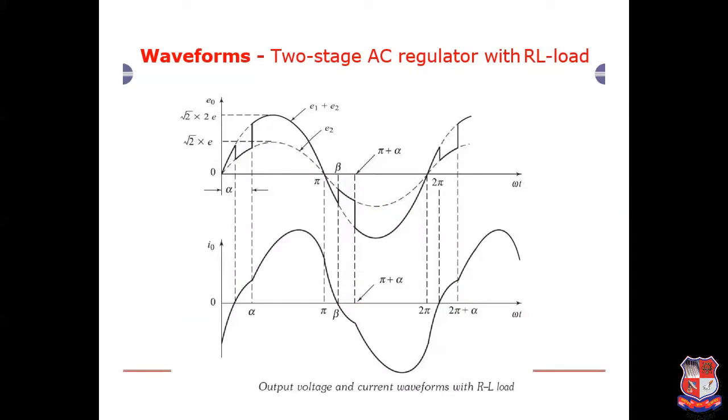This particular slide shows a two-stage AC regulator with RL load. Here, the firing sequence is almost the same as R load. At omega t equals 0, thyristor T3 is triggered or turned on. At omega t equals alpha, thyristor T1 is triggered. And the notch we are observing here is due to the presence of the inductor in the circuit. The second waveform shows the current waveform, and the upper one shows the output voltage waveform.